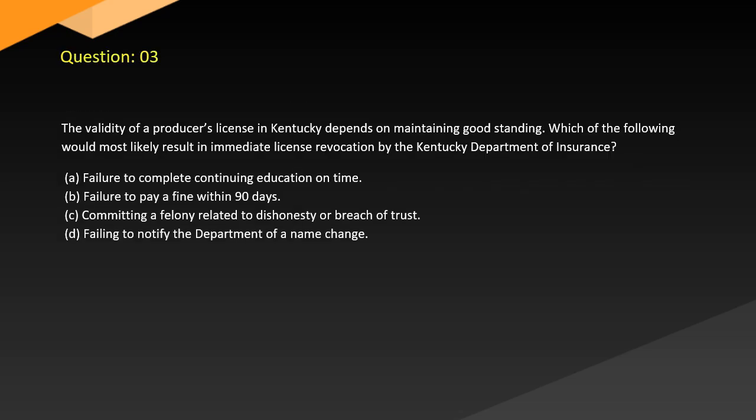Question 3. The validity of a producer's license in Kentucky depends on maintaining good standing. Which of the following would most likely result in immediate license revocation by the Kentucky Department of Insurance? A. Failure to complete continuing education on time. B. Failure to pay a fine within 90 days. C. Committing a felony related to dishonesty or breach of trust. D. Failing to notify the department of a name change.